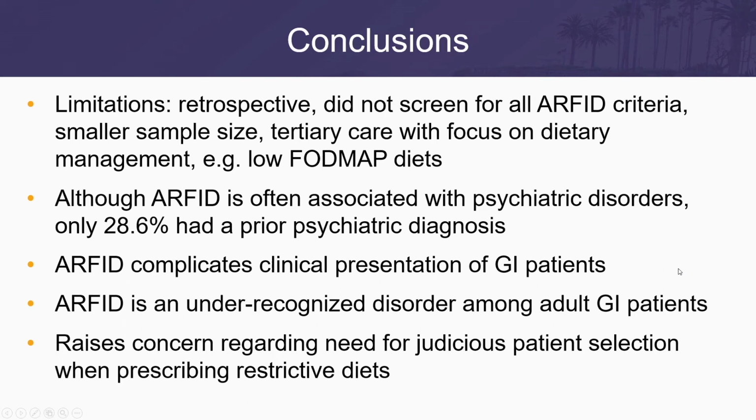But their conclusions were that although ARFID is often associated with psychiatric disorders, only 28.6% had a prior psychiatric diagnosis. And ARFID can complicate the clinical presentation of GI patients. It's an under-recognized disorder, even in a healthcare system where they're focusing on these kinds of disorders. And it raises concern regarding the need for judicious patient selection when you prescribe restrictive diets. And I have to say that I see this more and more. Patients are just eliminating, and sometimes they don't even have a consistent association with their symptoms, but they don't want to restart it because they think that if they restart it, their symptoms will come back.